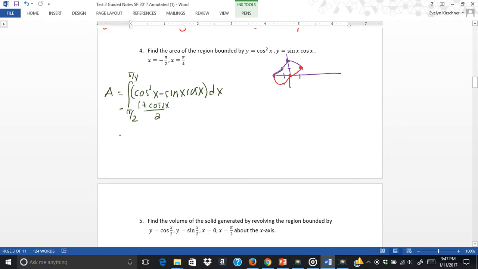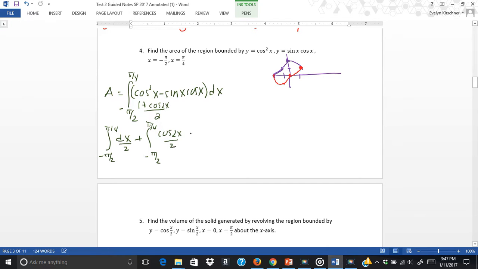x dx. So it's going to be the integral from negative pi over 2 to pi over 4 of dx over 2, plus the integral from negative pi over 2 to pi over 4 of cosine 2x over 2 dx, minus the integral from negative pi over 2 to pi over 4 of sine x cosine x dx. So if I let sine x be u, then du is cosine x.